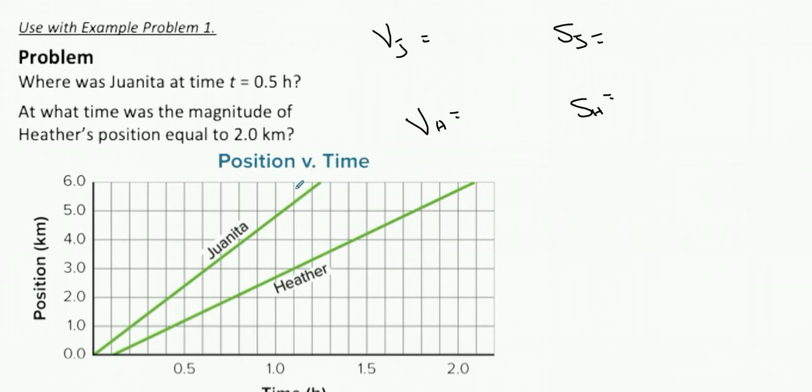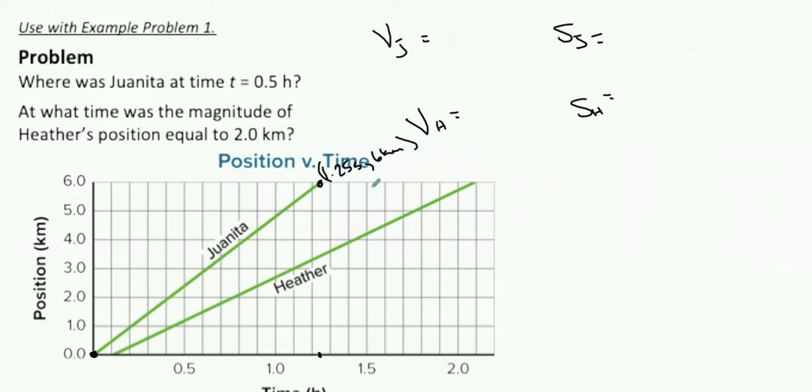All right, so looking at Juanita first. We start at 0, 0. That's an easy point. And we finish at 6 kilometers. So we go 1, 2, 3, so let's say 1.25. Okay, so 1.25 hours, and we went 6 kilometers.